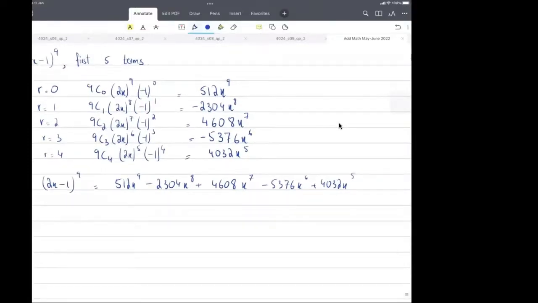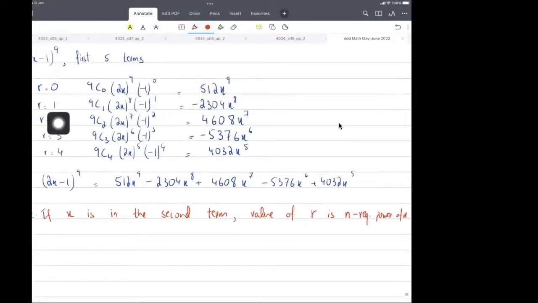Yes, absolutely. So basically यहाँ पे जो तरीका है वो ये है कि if x is in the first term, the value of r is n minus the required power of x. ठीक है, that's how it works. Let's see. अगर हमें चाहिए x power 8, so हम r क्या रखेंगे? हम r रखेंगे 9 minus 8. ठीक है, which is equal to 1.